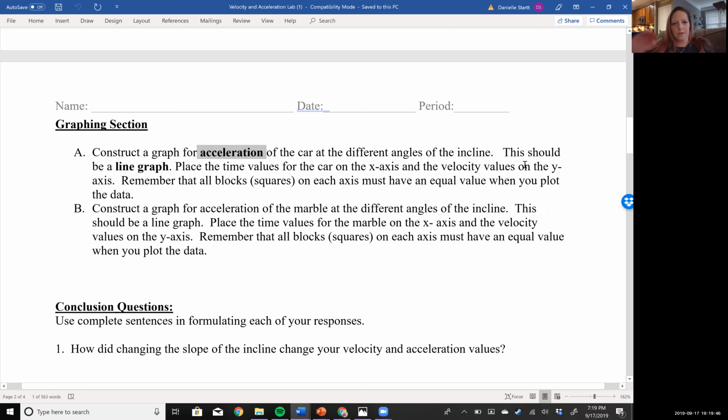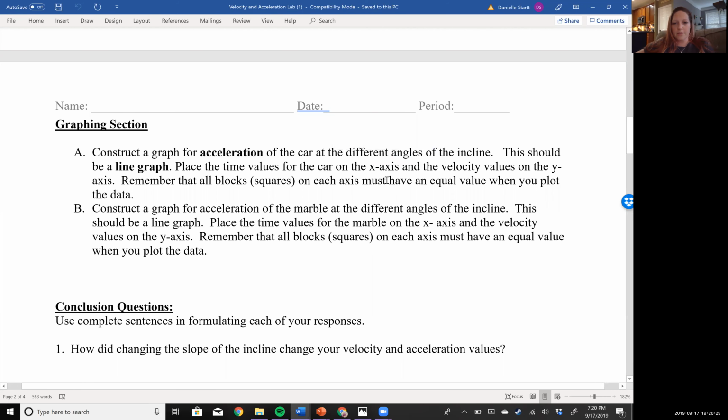So if you're going to represent the acceleration at different angles, then you have to show how the car accelerates for one angle and another, and then the third. Okay, it should be a line graph. Got it? And place the time values. Look at this. This is also where my brain checked out. Values for the car. Okay, this is plural and this is singular. So that means we want more than one time value per car. Keep that in your mind.